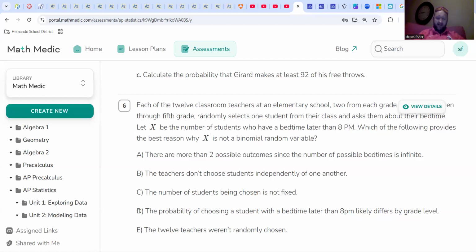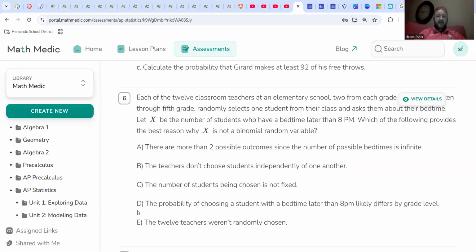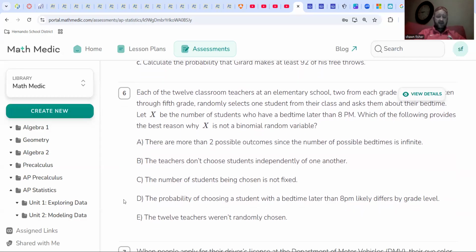So I think D is the best so far. Let me see what E says. 12 teachers weren't randomly chosen. We'll get into that a little bit later about our samples and choosing things like that. But no, this one right here. Yeah, if you're younger, your probability of going to bed closer to 8 increases. As you get older, you're going to go to bed a little bit different. So this study is not the greatest. So I would say D is better, right? Pretty good question there.